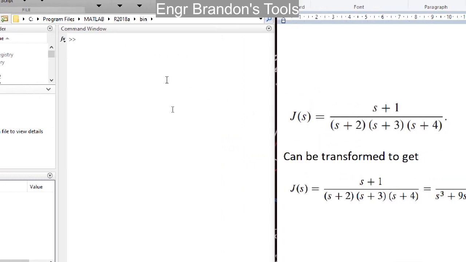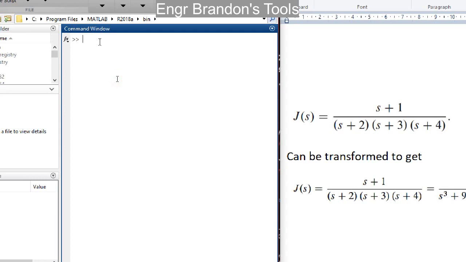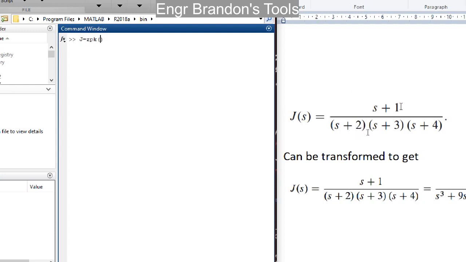So let us define the transfer function j of s with the ZPK method. So in this case, I'm going to say j equals ZPK. So for the first square bracket, I have the zeros. So up here, I can see that the only zero here is -1. So to find the zero, I equate the numerator to be 0. So if I say s plus 1 equals 0, it means s is equal to -1. It means I have a zero of -1 at the numerator. So for the first square bracket, I have a zero of -1.